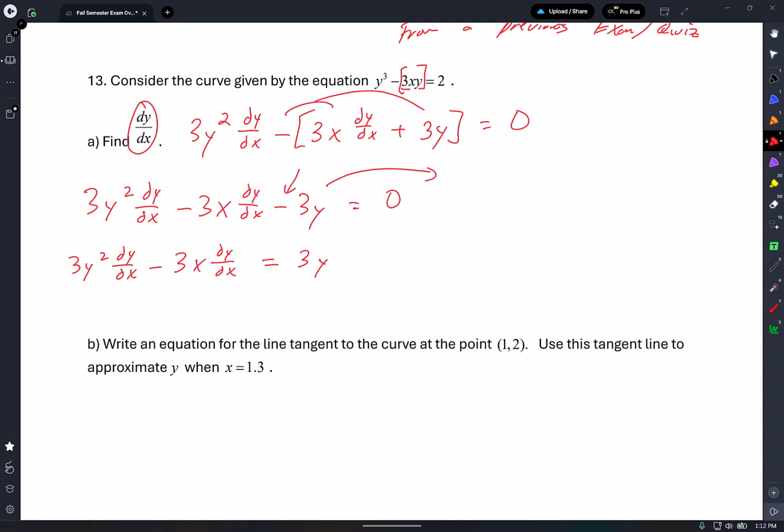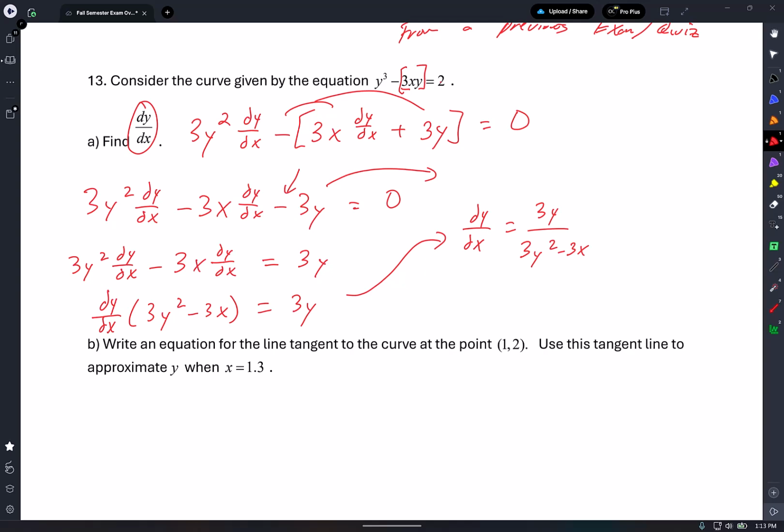Now I'm going to factor out that dy dx here. So dy dx, factor it out, parenthesis, 3y squared minus 3x, close it, equals 3y. And then your last move is just, see this is a product, dy dx times this. Go ahead and just divide by that 3y squared minus 3x. So dy dx equals 3y over 3y squared minus 3x.